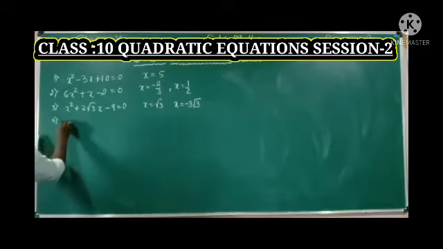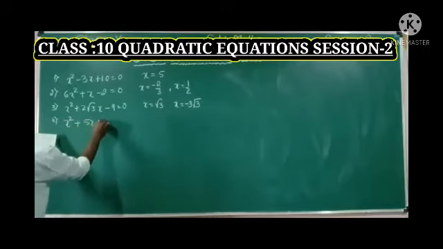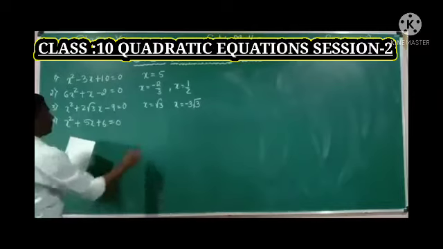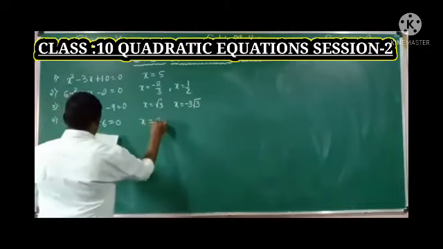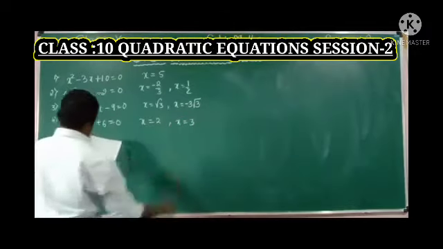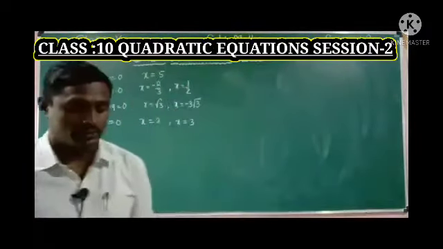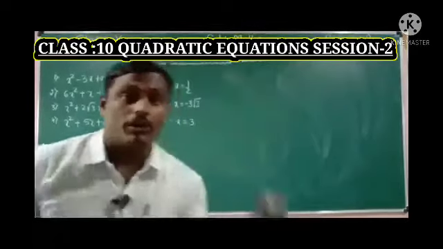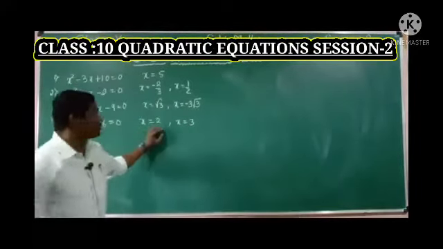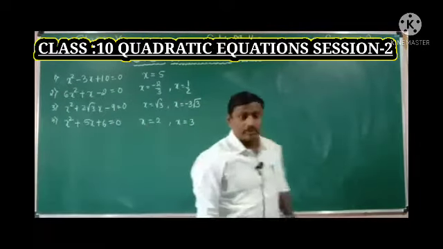Fourth one, x square plus 5x plus 6 is equal to 0. x is equal to 2 and one more value, x is equal to 3. So just simplify these questions and check whether the given roots are satisfying the quadratic equation or not.